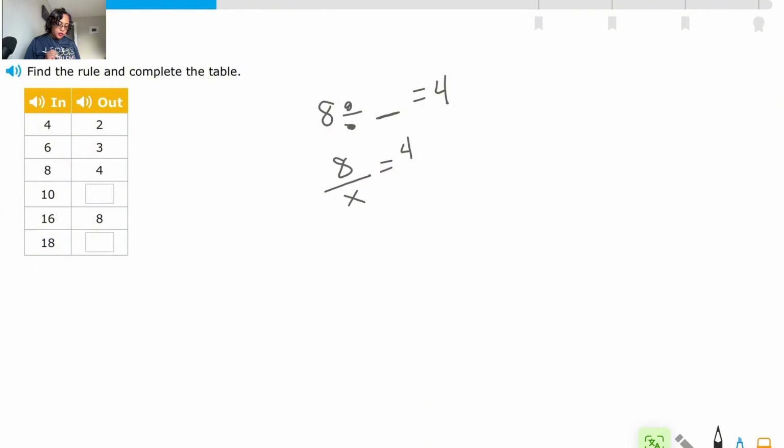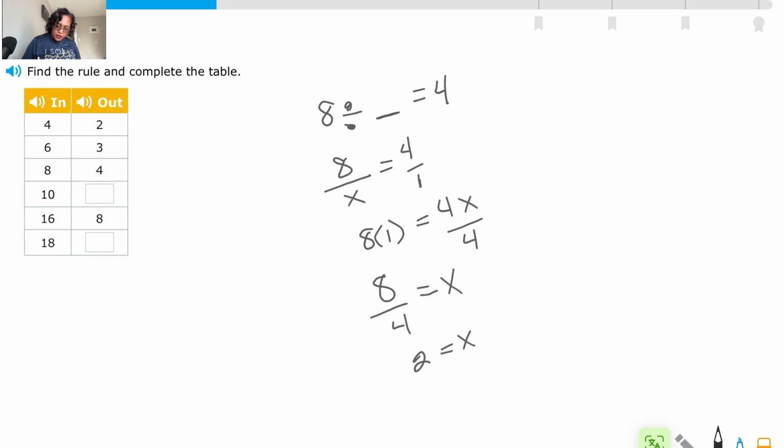Okay. So 4 divided by 2 is 2. 6 divided by 3 is 2. 8 divided by 4 is 2. Now, if I do this algebraically, and I'm going to keep it simple, I can cross multiply, right? So 8 times 1, and I'm going to use a dot. Well, maybe not. I'll use parentheses, equals 4x. And then I would divide everything by 4. So 8 divided by 4 is equal to x, and I would get 2 is equal to x, or I could rewrite it as x equals 2.